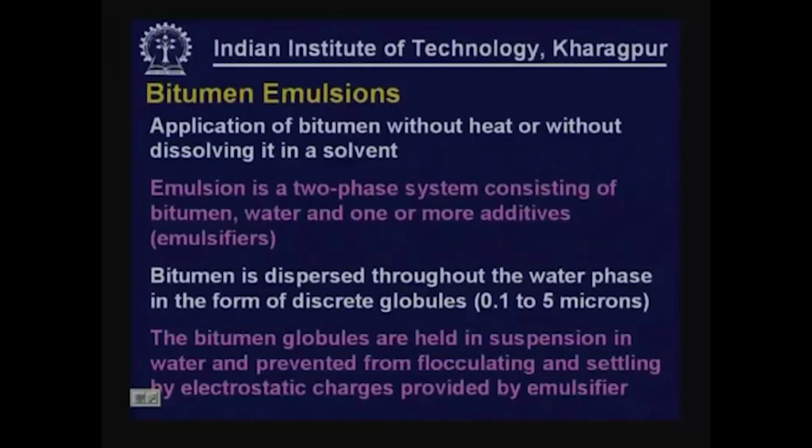from one another. So, these are held in suspension in water and prevented from flocculating together and settling by electrostatic charges that are provided by the emulsifiers that we use in preparing the emulsions. So, emulsifiers have a significant role in keeping the emulsion stable, keeping the bitumen globules in suspension, and thereby enabling us to use it.